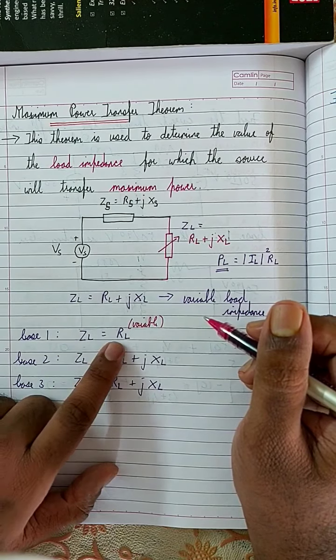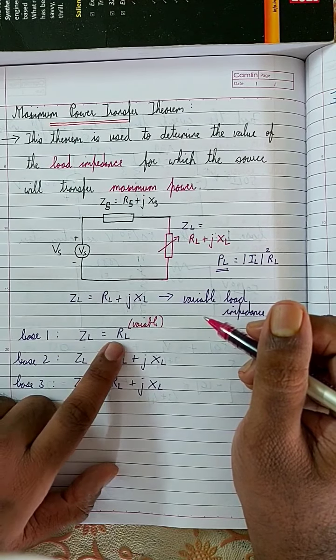The equation of power is PL equal to the magnitude of IL squared, into RL. This is the equation of power through the load, which is the equation you need to find. To find this, you need to find the magnitude of IL. To find the magnitude of IL, you need to find what IL is. IL is the current through the load. So first I will find the value of IL.